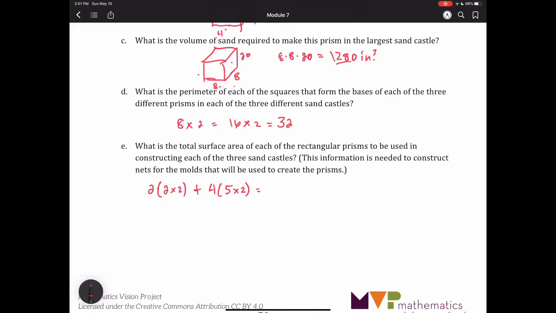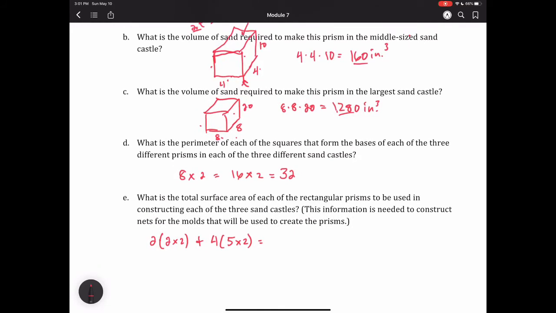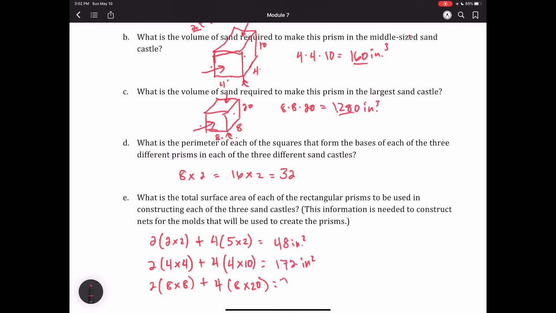So let's do that same thing for the next 2 surface areas as well. So again, we've got 2 bases, the square bases, which are 4 by 4 in this case. And we have 4 of our side faces, which in this one, oops, not that one, this one, are 4 by 10. Okay, and then our last one will be, we have 2, the base and the roof that are 8 by 8. And we have 4 of our side faces that are 8 by 20. So when we go ahead and multiply those out, let's see. This top one, we should get 48 inches squared. Right, the next one we should get 172 inches squared. And the last one we should get 768 inches squared.